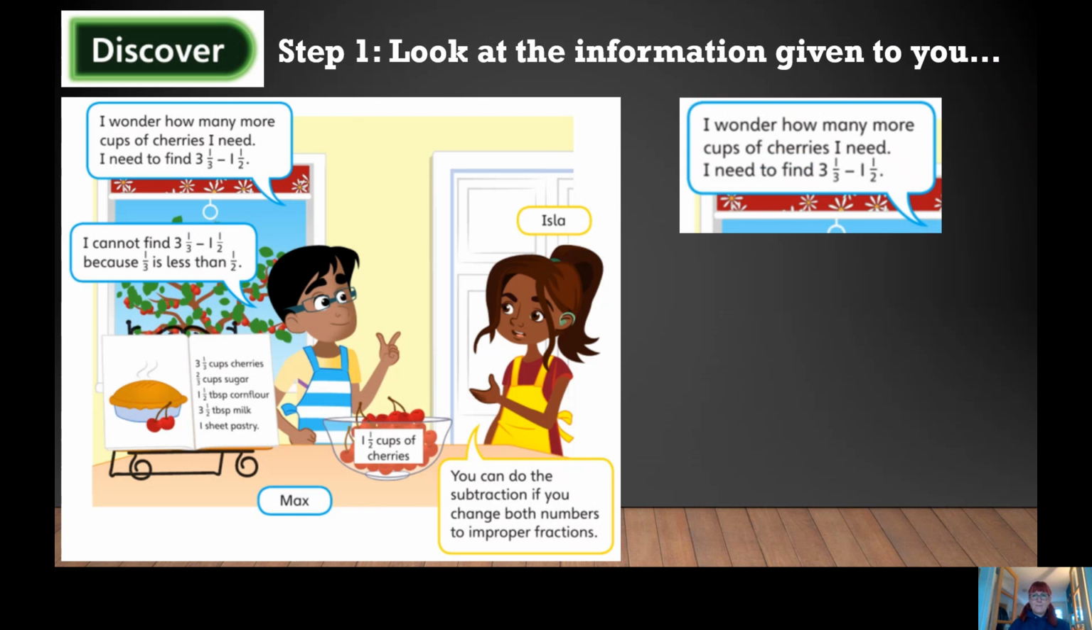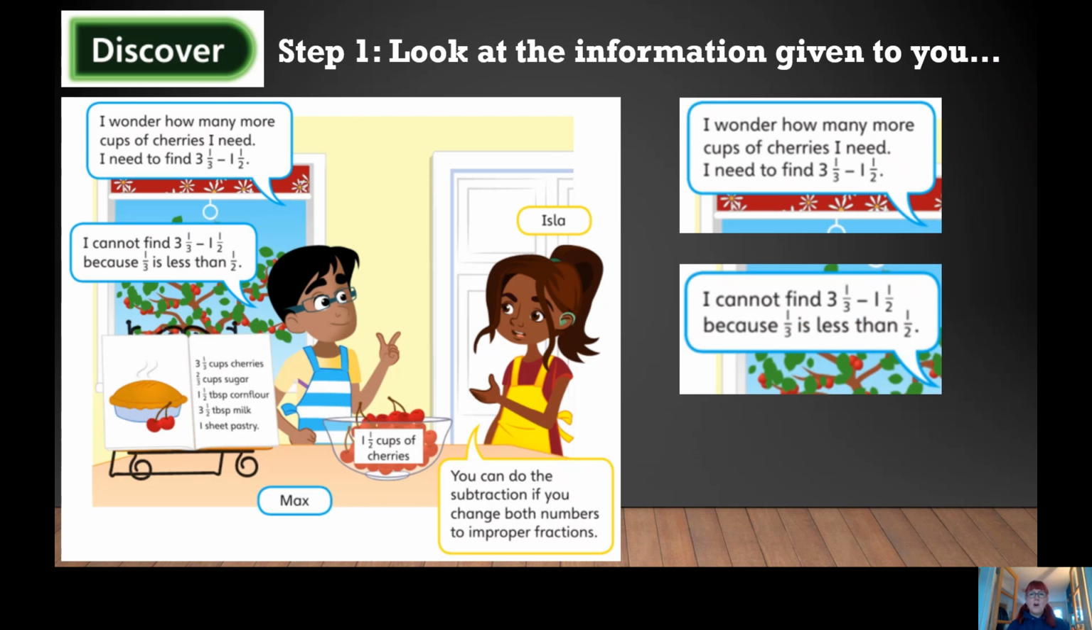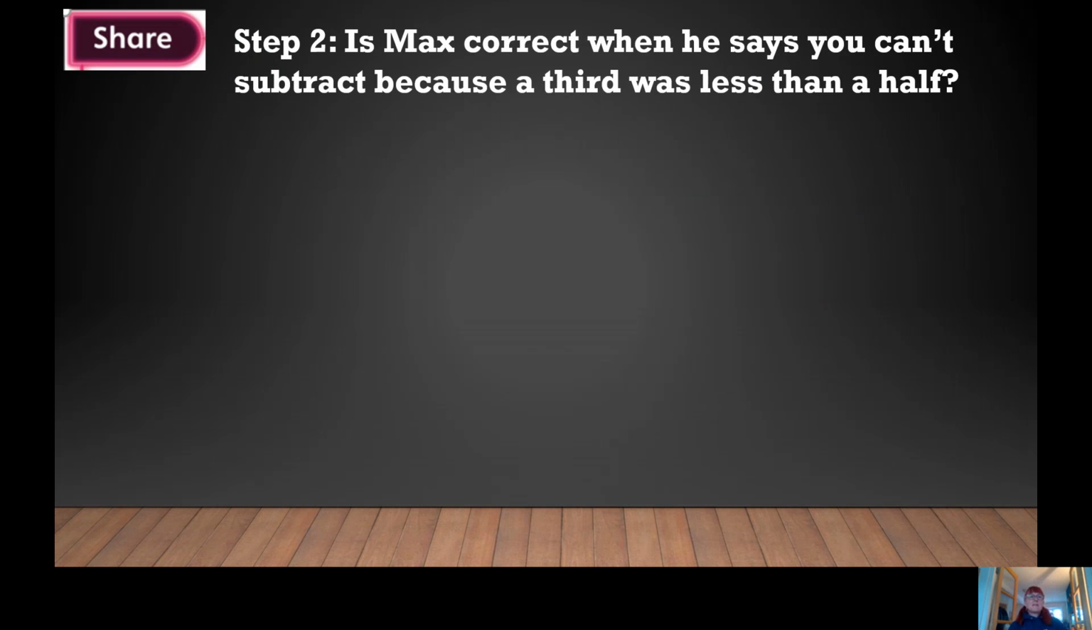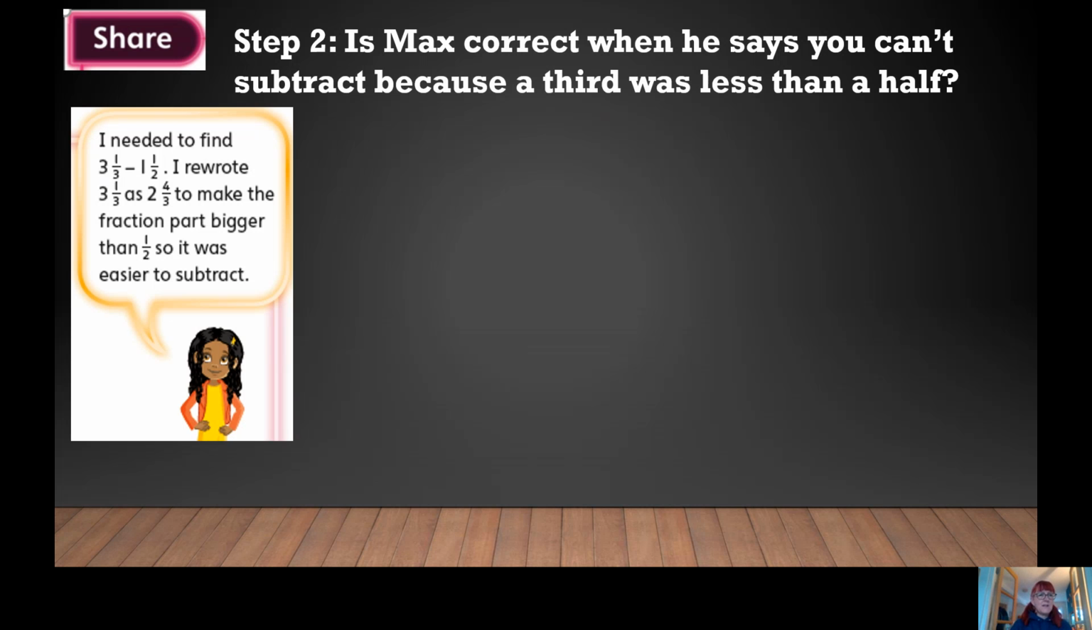Let's have a look at the information. I wonder how many more cherries are needed to find 3 1/3 subtract 1 1/2. And I can't find that because 1/3 is less than 1/2. So the problem is asking, is Max correct? Can you subtract 1 1/2 from 3 1/3? Because 1/2 is more than 1/3, or in Max's words, 1/3 is less than 1/2. Let's find out. Is Max correct? He says you can't subtract, because 1/3 is less than 1/2.